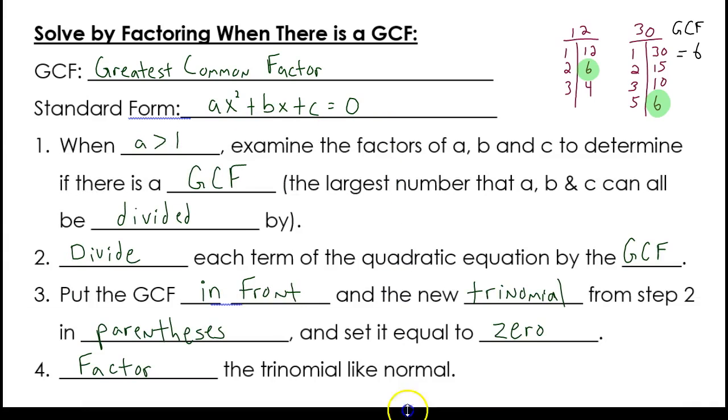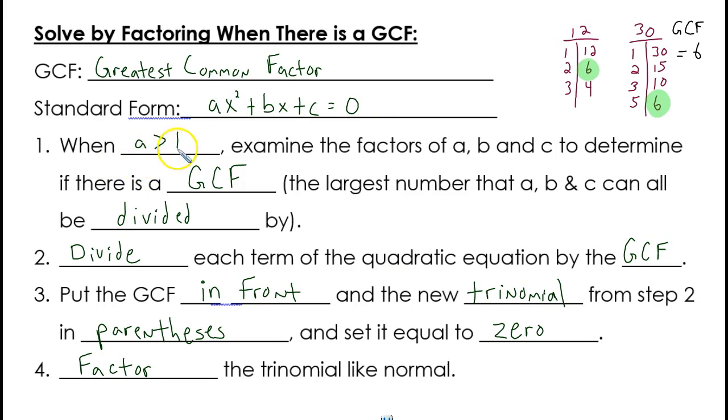All right, so when a is greater than 1, when our leading coefficient, the number in front of x squared, is greater than 1, we want to think about whether or not there's a greatest common factor. It should be the first thing that we think about. Is there a number, or a number and variable, that can be evenly divided into A, B, and C, that goes into all three parts?